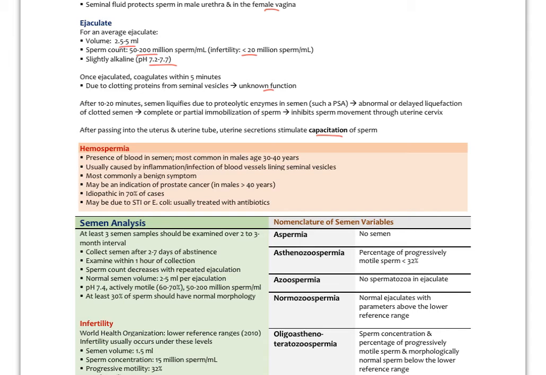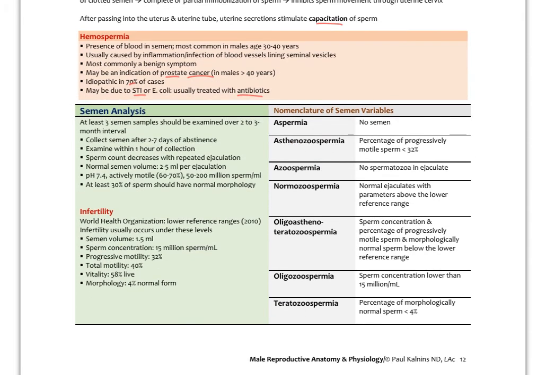It could be an indication of prostate cancer. It's usually idiopathic, but it could also indicate an STI, like gonorrhea or chlamydia, or maybe even E. coli. And so in those cases, we might think about treating with antibiotics. So that is hemospermia. Now, semen analysis is going to be a very important workup for infertility and for male health in general.